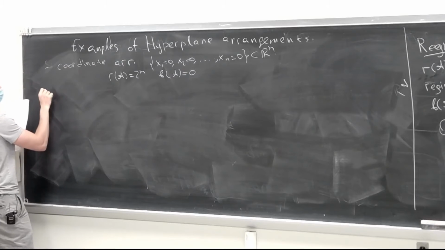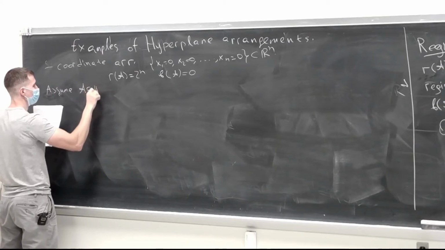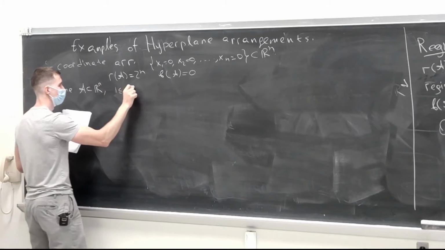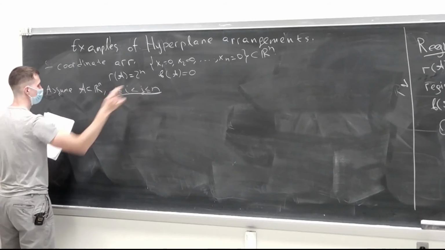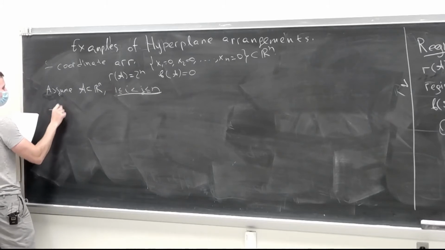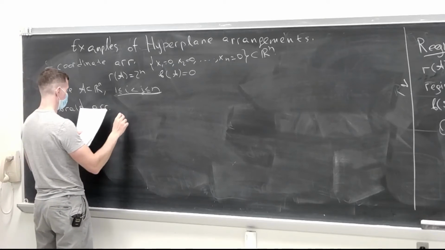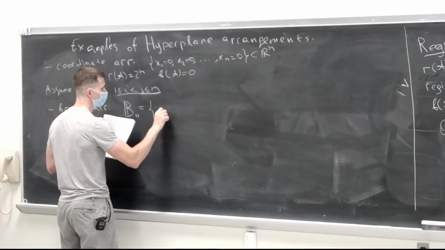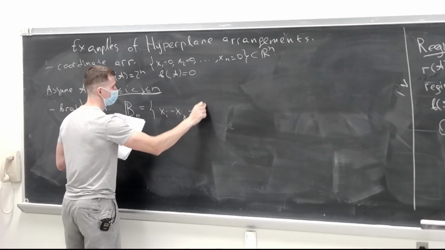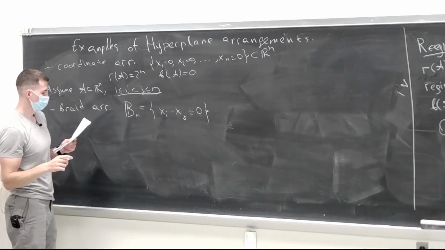For the next few examples, let me assume that A lives inside Rn, and the indices i and j always satisfy this condition here, i less than j, from 1 up to n. So the next one is called the braid arrangement. I'm going to denote it by fancy B sub n. It is the set of all hyperplanes of the form xi minus xj equal to 0, where i and j are of this form.